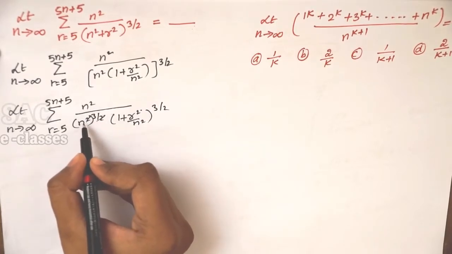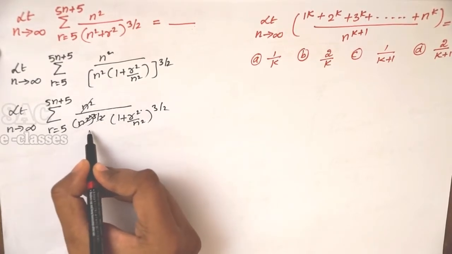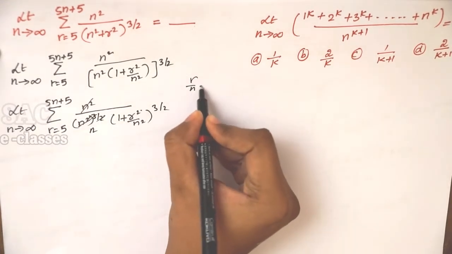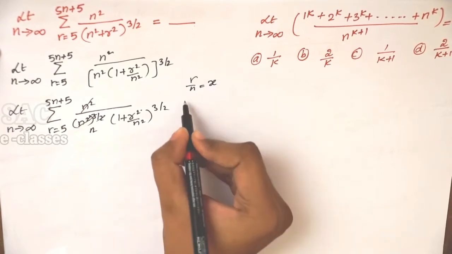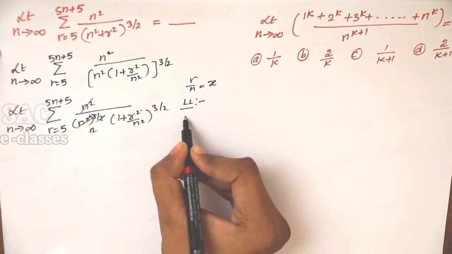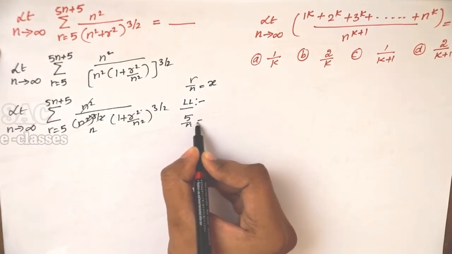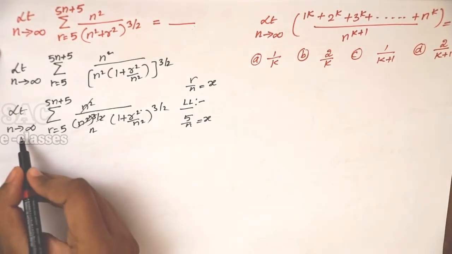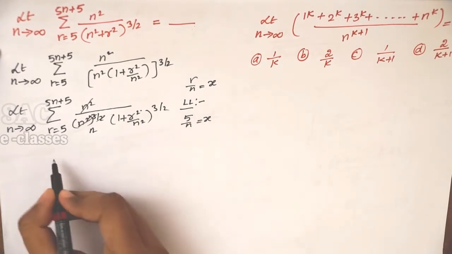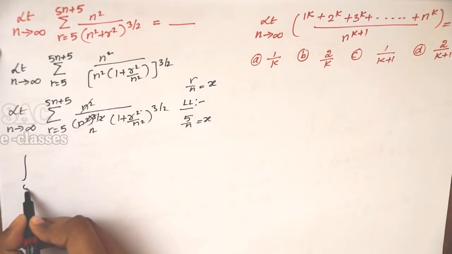Here n square and n cube is there, obviously by cancelling n will be there. By assuming that r by n as some x, find out the lower limit as well as upper limit. Lower limit is 5 by n. We know if n tends to infinity, 5 by n tends to 0. So lower limit is 0.